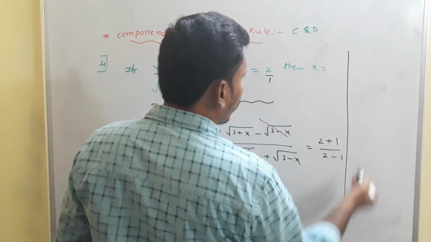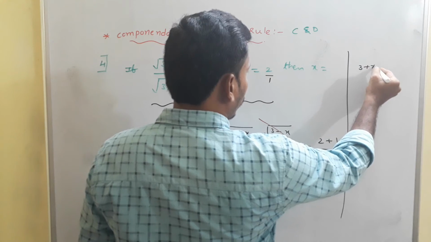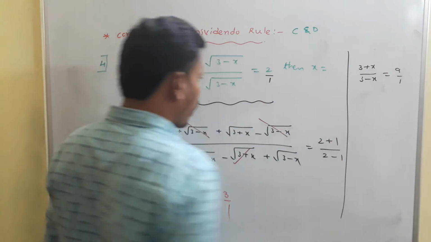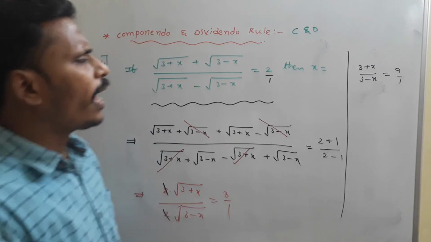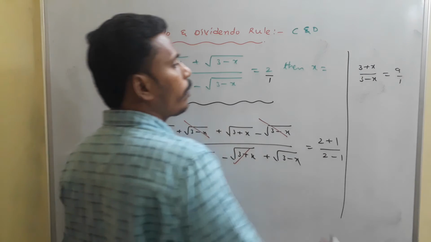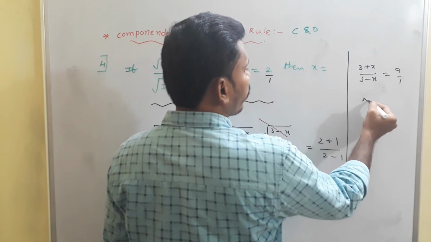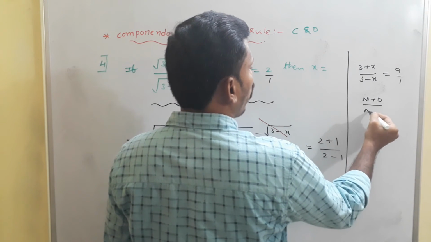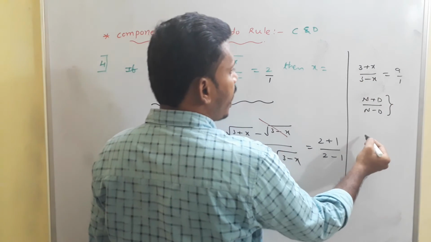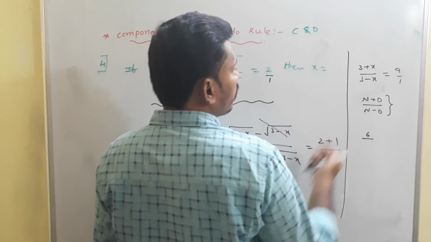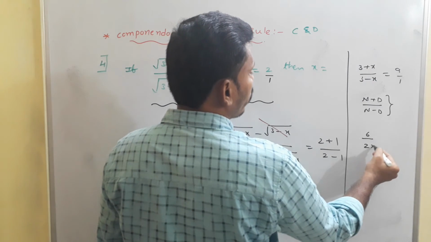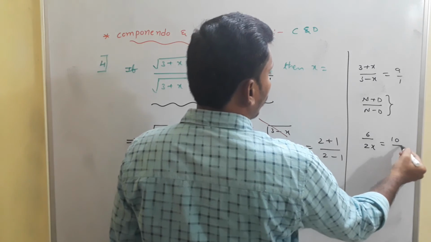You just do squaring on both sides. You will get (3 + x)/(3 - x) is equal to 9 by 1. See, again we have two options. Go with CD or do cross multiplication. Okay. So I am just moving with CD. So I need to write numerator plus denominator by numerator minus denominator on both sides. This side if I add, x gets cancelled. This side if I subtract numerator minus denominator, you are left with 2x. And that side that is 10 by 8.